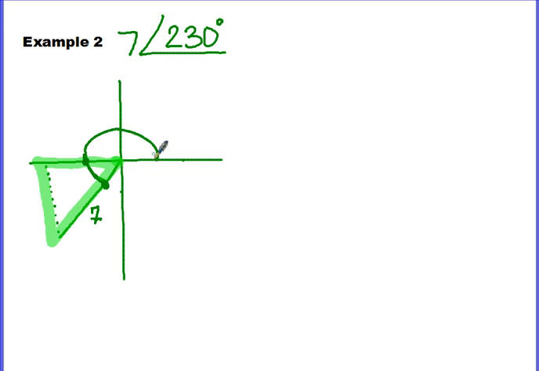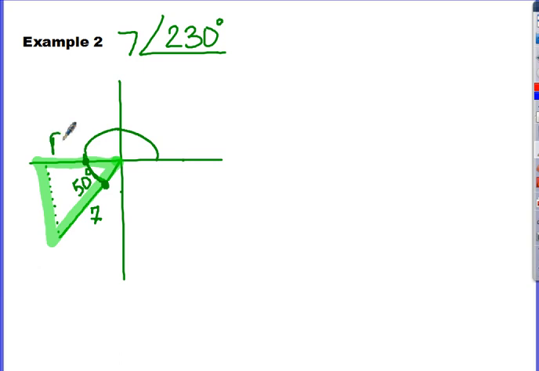So if from my positive x to this point here was 180, I want to go from 180 to 230. So I'm going to subtract 230 minus 180, and that will mean that my angle then is 50 degrees. Okay, we're looking for the angle inside the triangle. So I have a 50-degree angle. All right, then we need to finish labeling our right triangle.